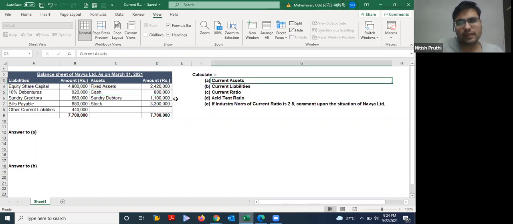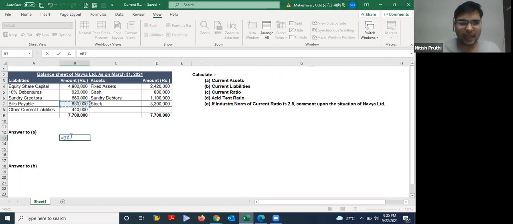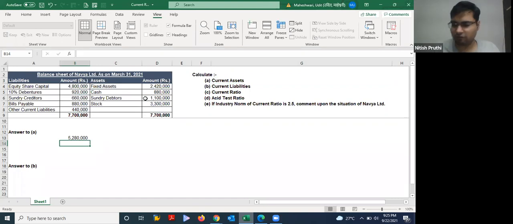Now, since it requires calculation of current assets, it can be of 2 types. Either this can be a comprehensive question, or it can be a 1 mark question, or it may be in the form of an MCQ. If it is in the form of an MCQ, then you just need to add cash, sundry debtors, and stock. And here is your answer: 52 lakh 80,000 are the total current assets of Navya Limited. So this can be asked in a 1 mark question or an MCQ, and you just have to take the right answer, 52 lakhs 80,000.